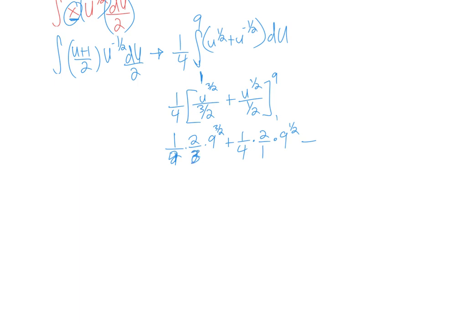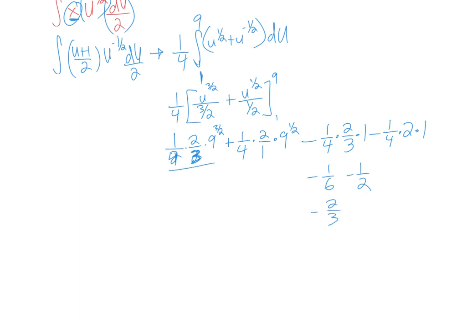Sorry, this should be a 3 here, 2/3, minus 1/4 times 2/3 times 1 minus, since I didn't use parentheses, I'll subtract both of these, 1/4 times 2 times 1. So this should be minus 1/6 minus 1/2. These will combine and actually become negative 2/3.